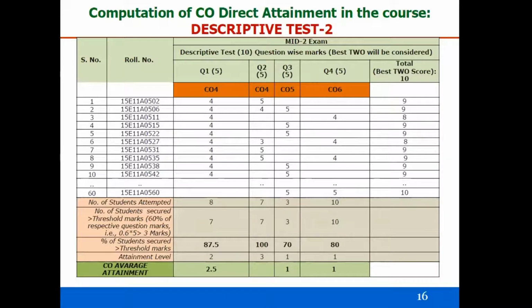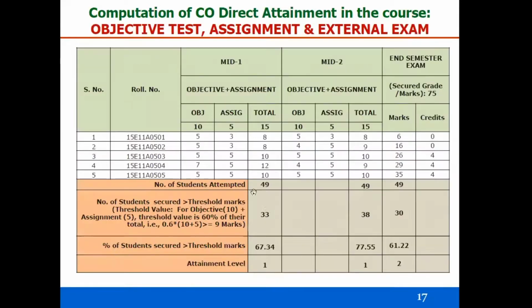Then coming to our other component, which is the combination of objective test plus assignment. Together there, we can't consider question wise. We will take the overall marks. Based on that, the threshold value we can identify. Now here you can see objective test and assignment. Even external exam marks are also included here.